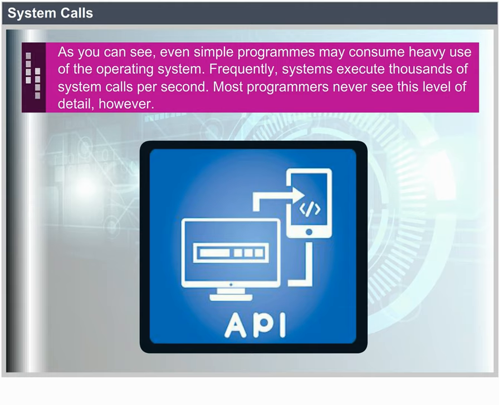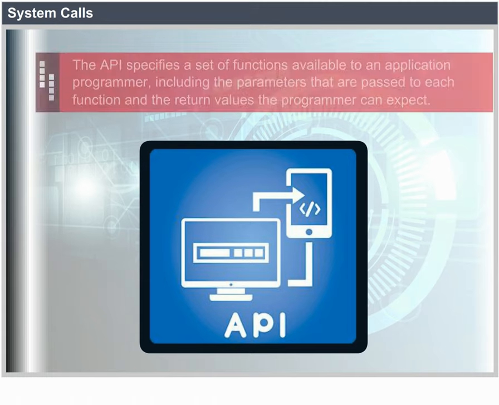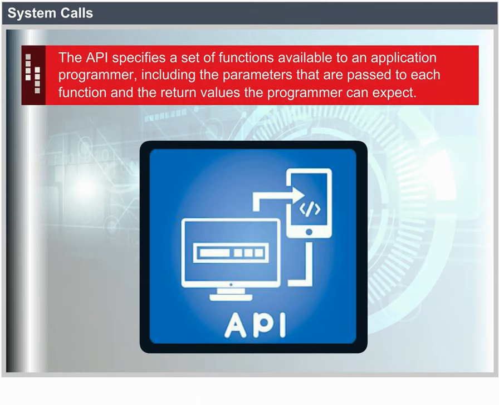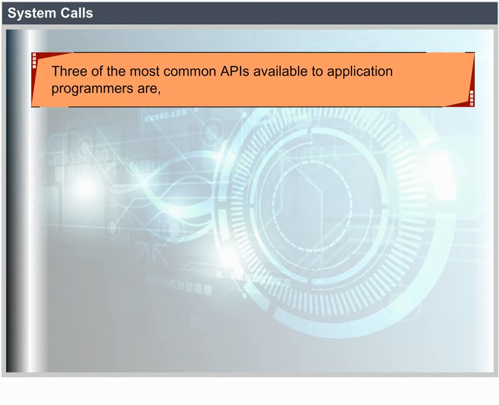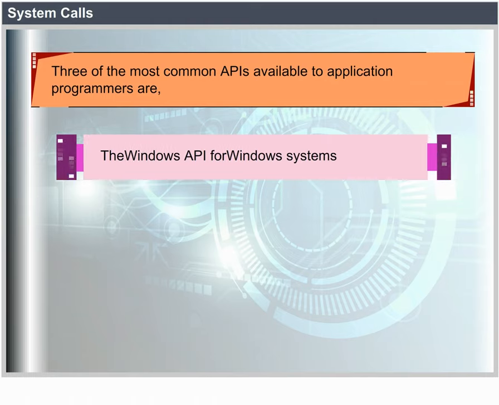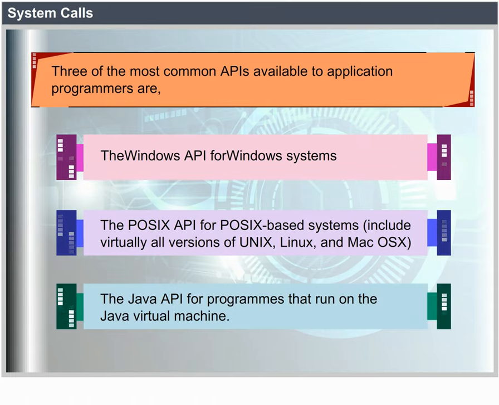Typically, application developers design programs according to an Application Programming Interface, API. The API specifies a set of functions that are available to an application programmer, including the parameters that are passed to each function and the return values the programmer can expect. Three of the most common APIs available to application programmers are the Windows API for Windows systems, the POSIX API for POSIX-based systems, which include virtually all versions of Unix, Linux, and Mac OS X, and the Java API for programs that run on the Java virtual machine.